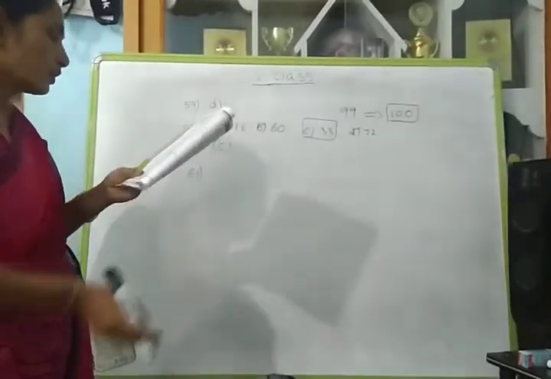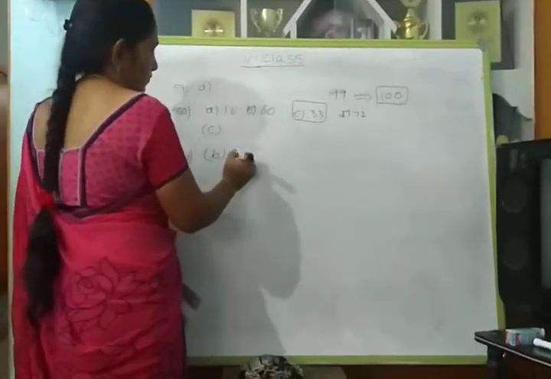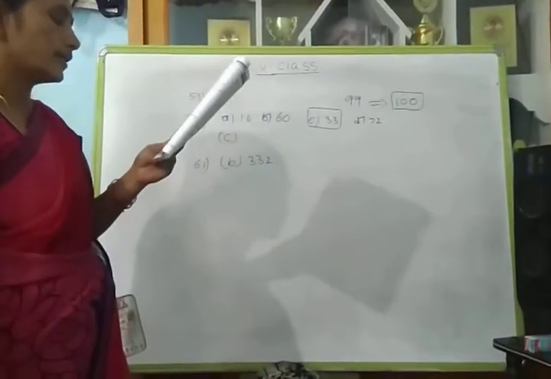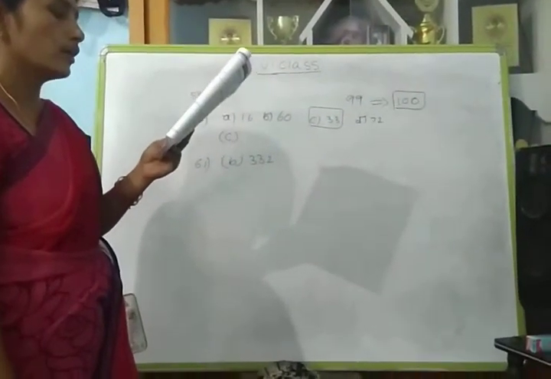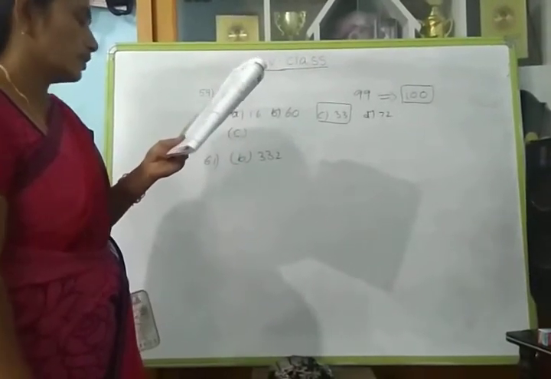Next one: all are odd numbers except one. Option B is an even number. A, C, D are odd numbers. See here, 921, 335, 323. So B, 332, is an even number.